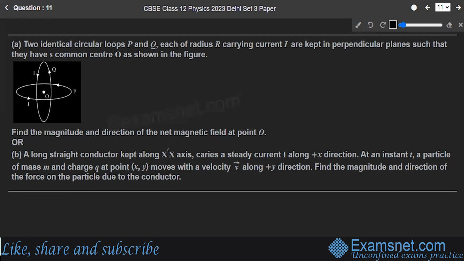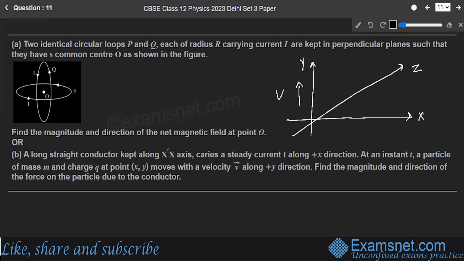Okay, so let's clear the screen. According to the question, it will look something like this. These are the three directions, X, Y, and Z. This is your V. The long straight conductor is kept along the x-axis, so here's the conductor. There is a steady current in this direction. At an instant t, the particle moves. The mass of the particle is m, the charge is q, and it moves with the velocity v along the positive direction.